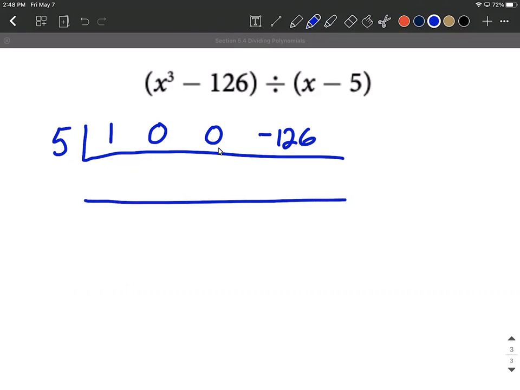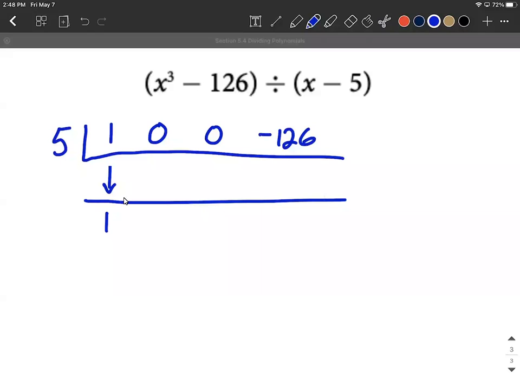If we do not put these zeros in, we're going to get the wrong quotient in the end. All right, so now that we've set it up, what we want to do is bring down this first digit, the 1. Then the process goes multiply, add, multiply, add. Pretty easy, just keep repeating it. So 5 is what we're always going to multiply by on this one because it's the number out in front.